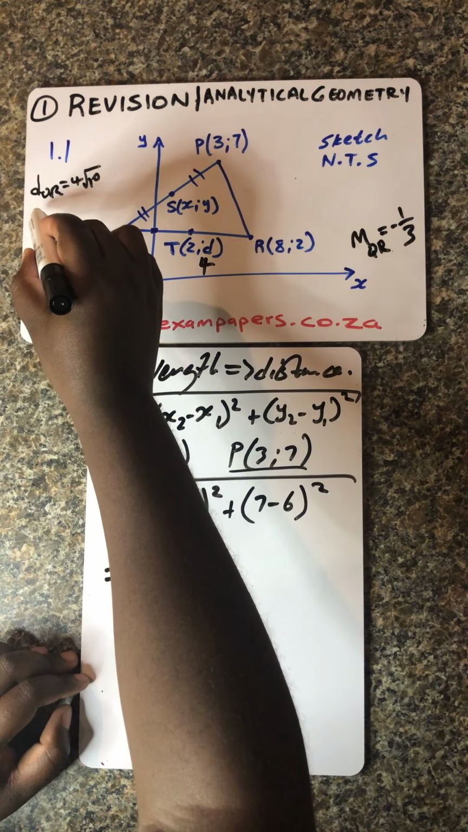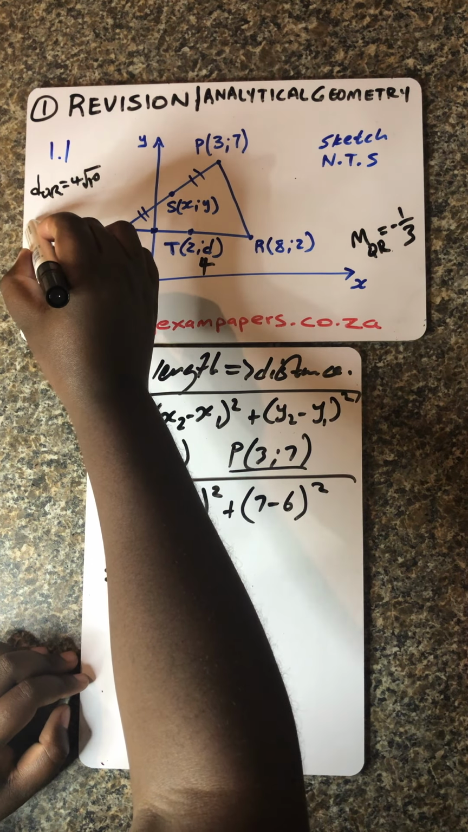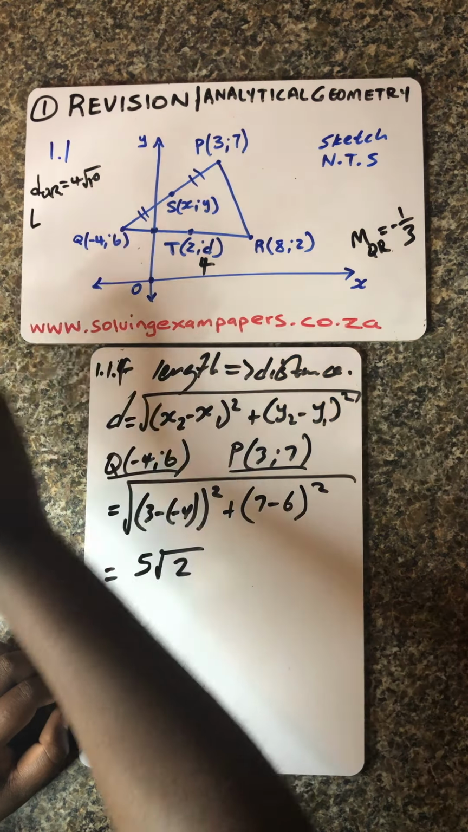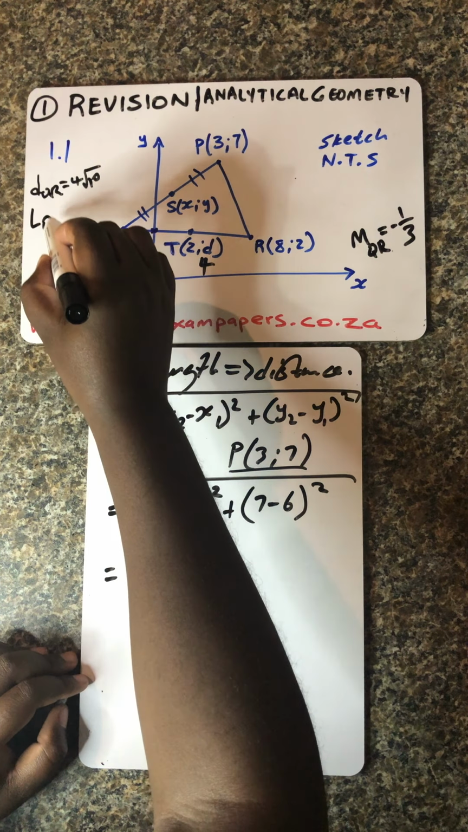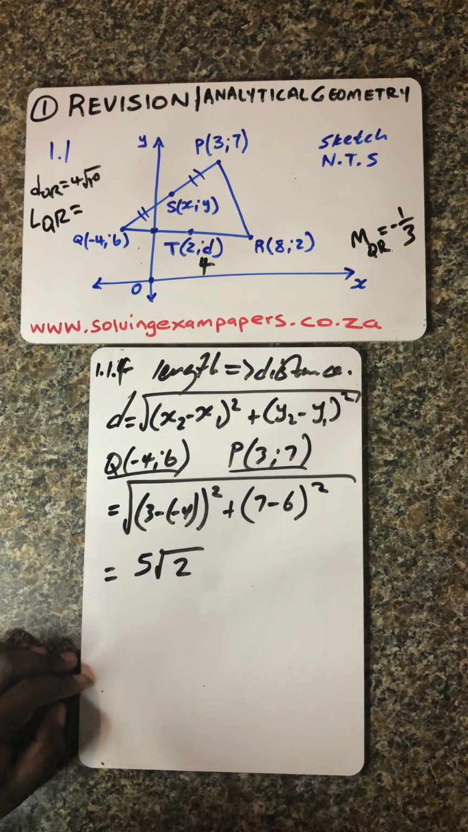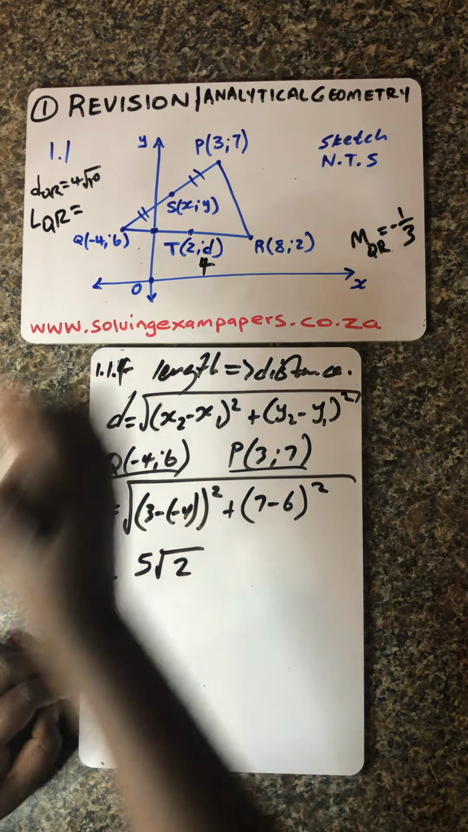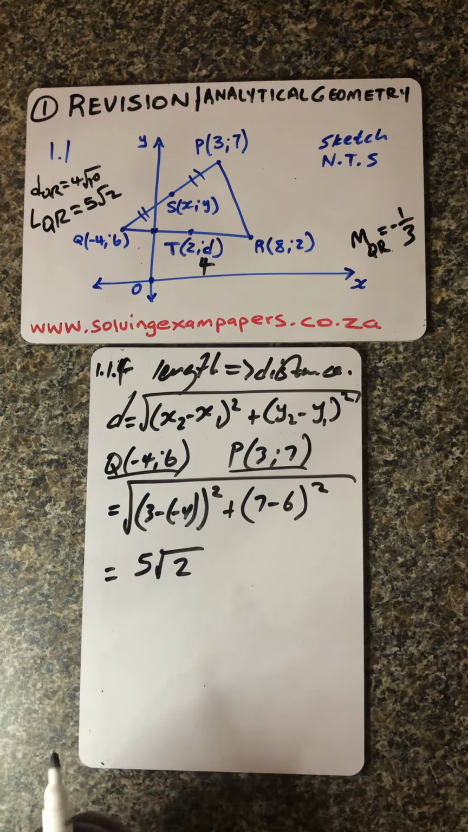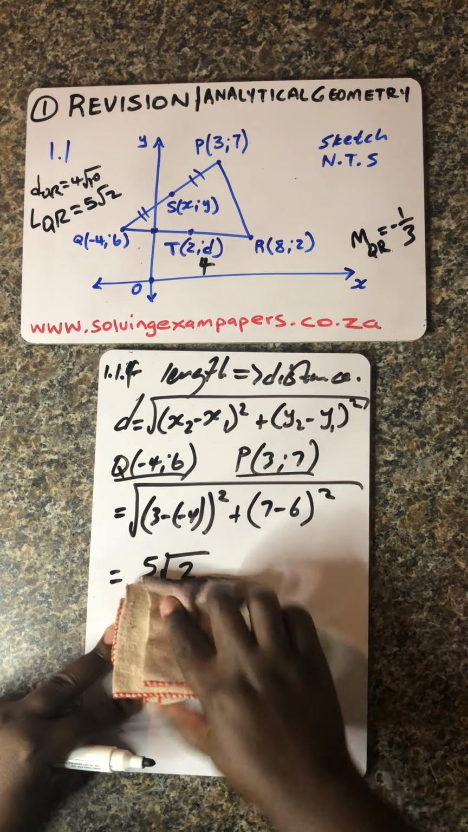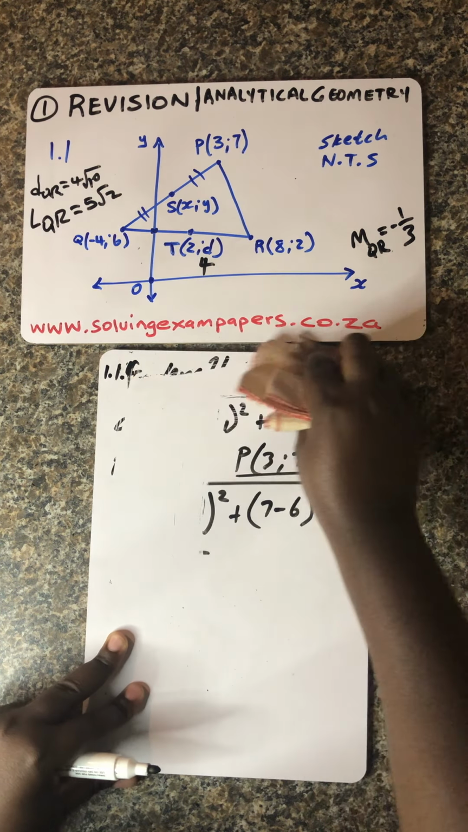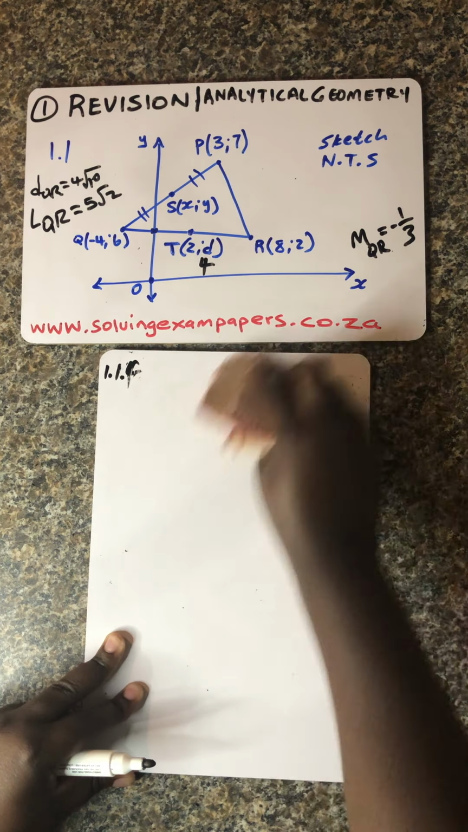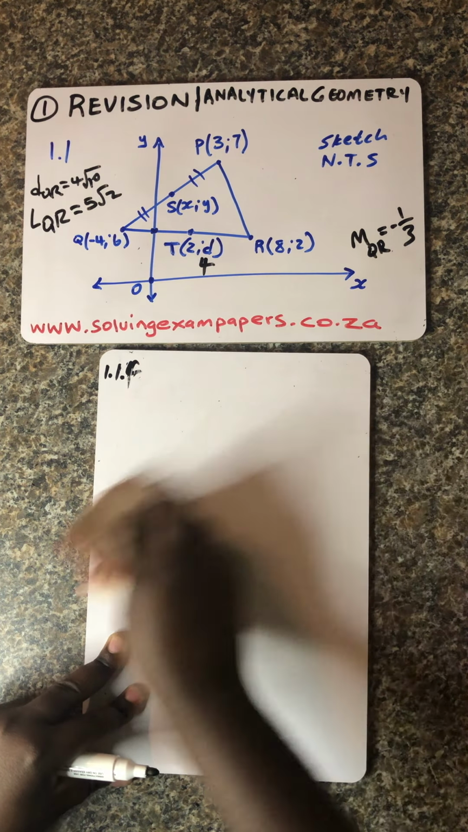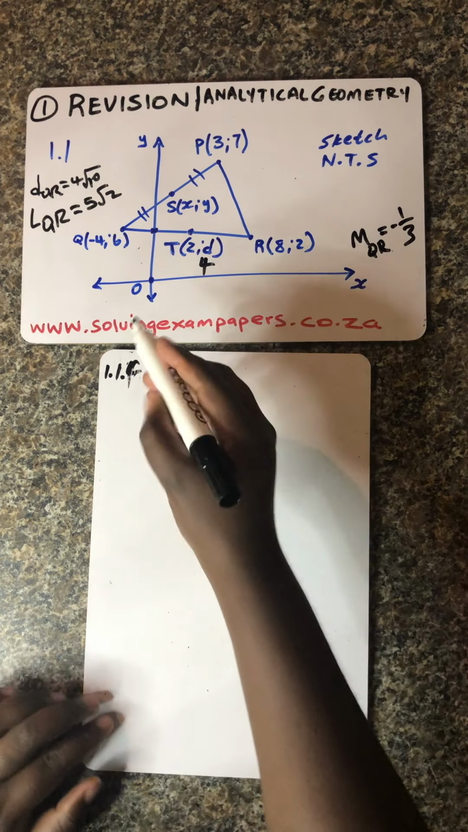Okay, let's also write it there to say, the length of QR is equal to 5 square root of 2. Okay, so guys, I just had to be quick on that one because we've already done a similar question. It's just using different coordinates or different values.